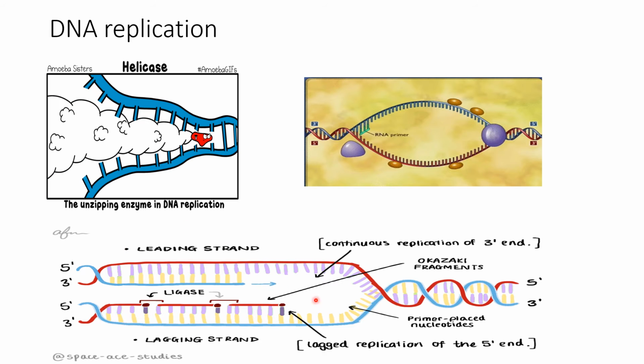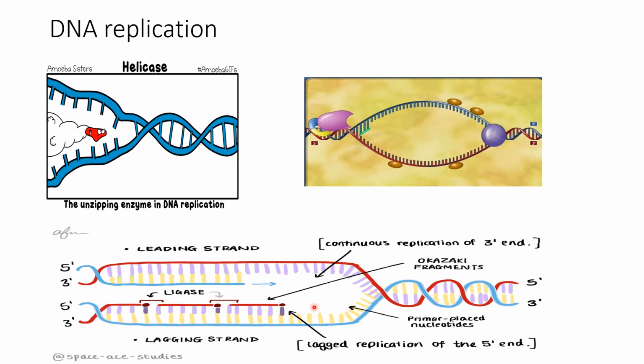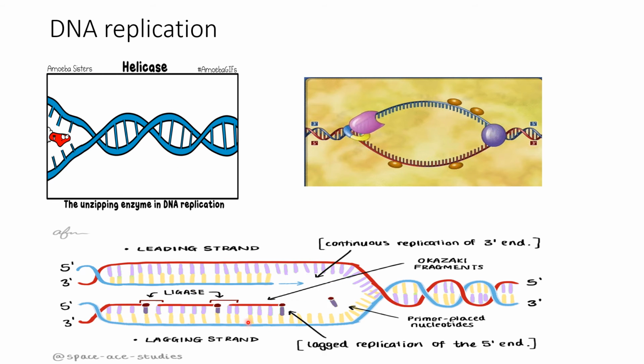See, this is a replication fork. After unwinding the DNA double strand, it forms a fork. This is called the leading strand and this is called the lagging strand. The leading strand is replicated continuously in the same direction as the moving fork, while the other strand is replicated in the opposite direction in the form of short Okazaki fragments. The leading strand is continuous, and the other is in fragments. These fragments leave nicks, and these nicks are sealed by DNA ligase. See, DNA ligase is sealing these nicks.